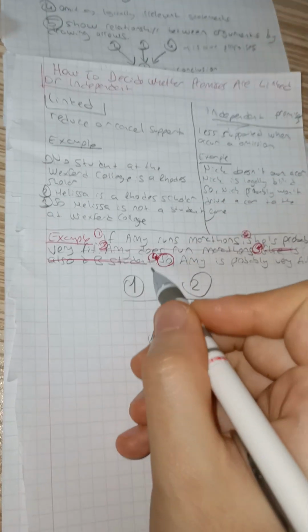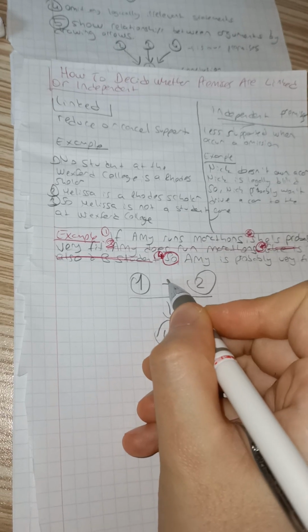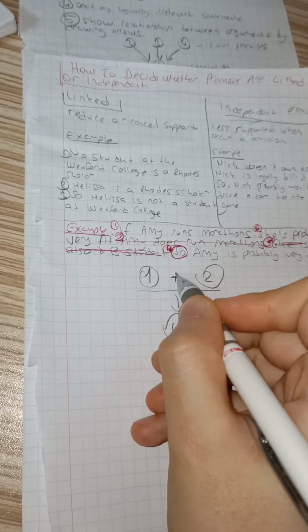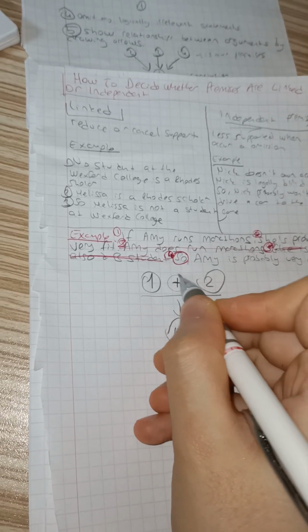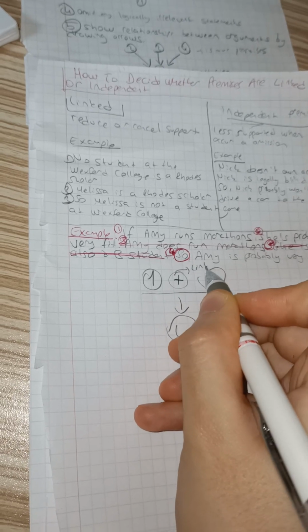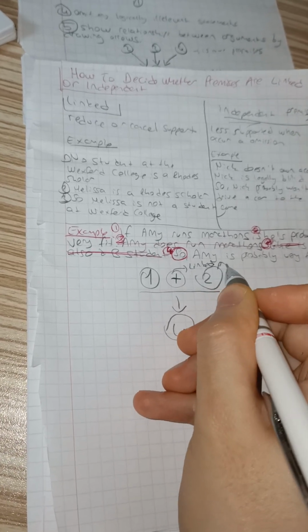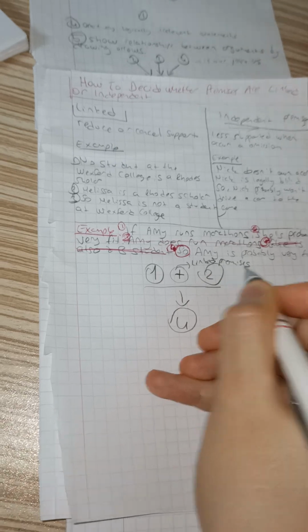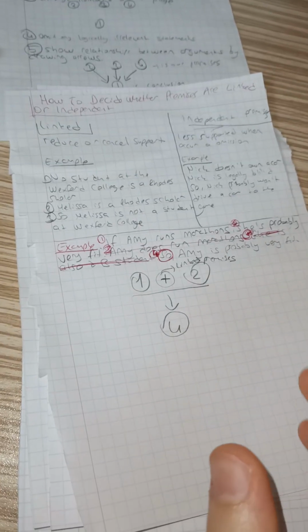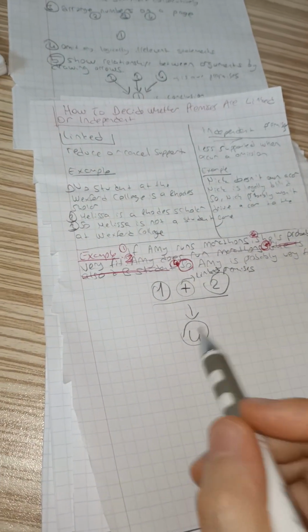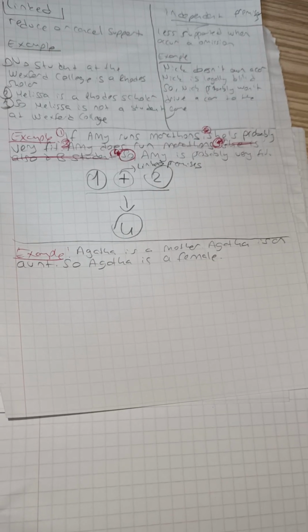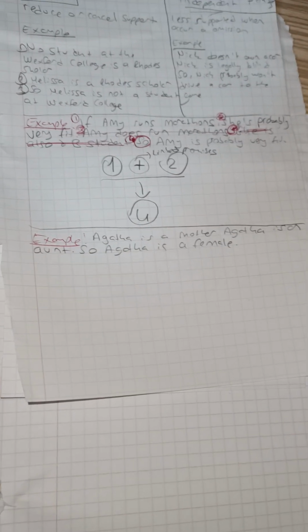So I'm going to put a plus mark there because it represents linked premises. And our diagram should look like that for this example. And here is another example.